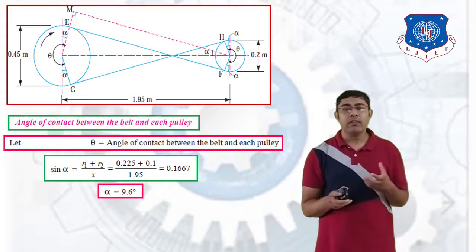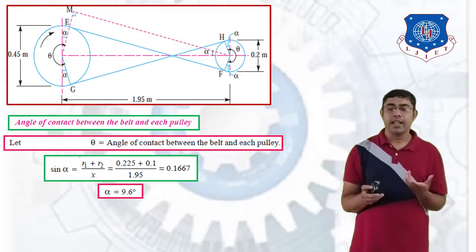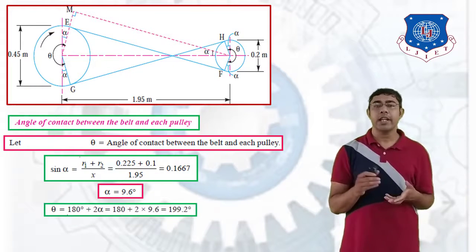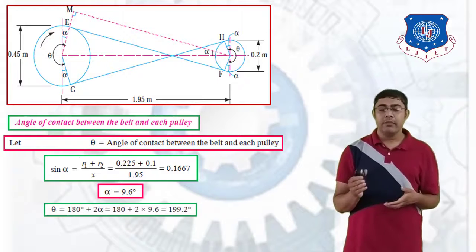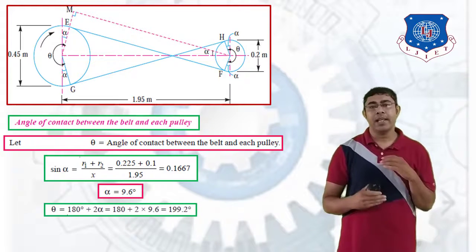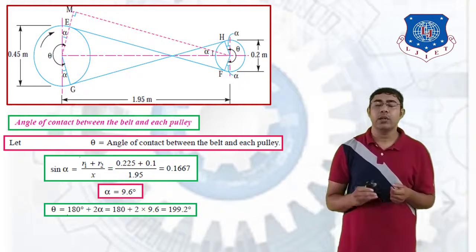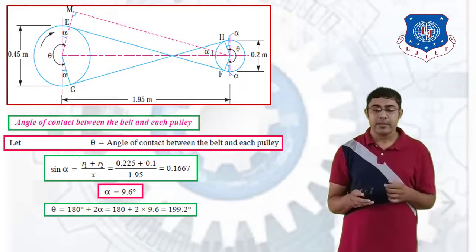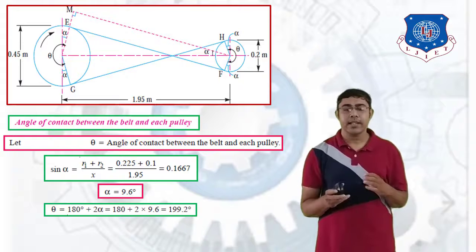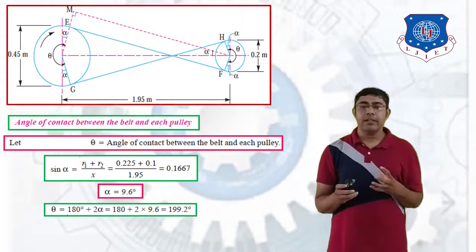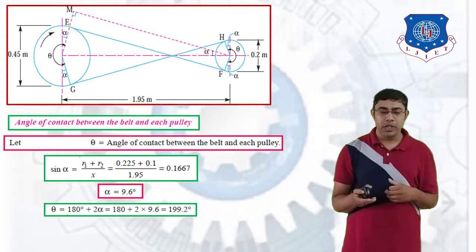Now we have a value of alpha, so we can calculate theta. That is, theta is equal to 180 plus 2 alpha, and the value of alpha we have to place, 9.6, here. So we get theta is equal to 199.2 degrees. So this is our second answer, that is the contact angle between belt and pulley.